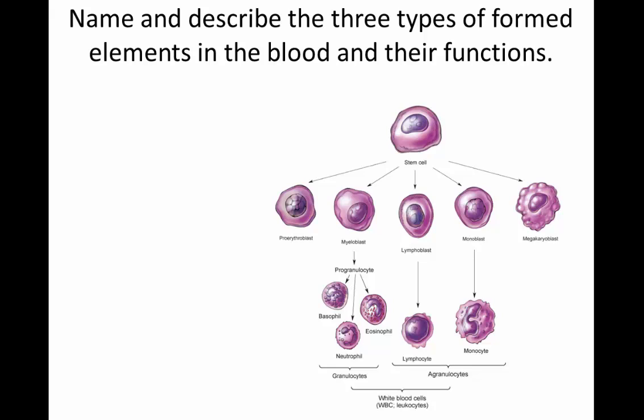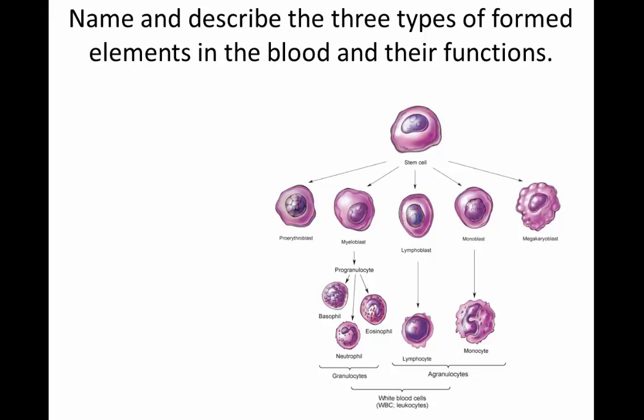And so these are large eaters that move around the body and they will attack and phagocytize dead tissues or pathogens that have got into the body. The lymphocytes play an important role in immunity and form T cells and B cells. We'll take a closer look at T cells and B cells when we get to immunity later on in the course.